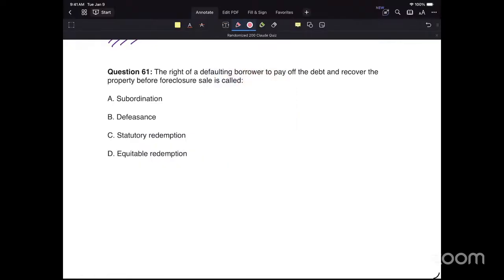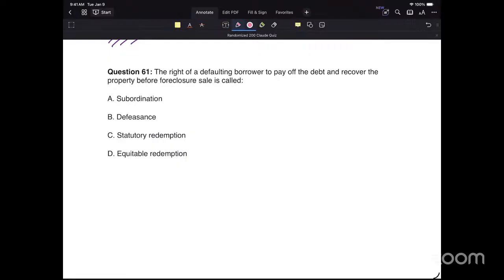The right of a defaulting borrower to pay off the debt and recover the property before the foreclosure sale is called: A, subordination; B, defeasance; C, statutory redemption; or D, equitable redemption.